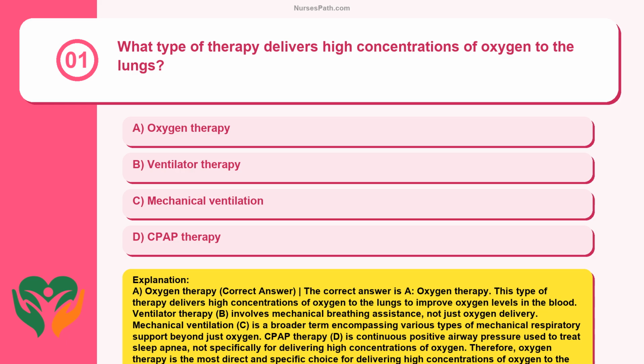Mechanical ventilation, C, is a broader term encompassing various types of mechanical respiratory support beyond just oxygen. CPAP therapy, D, is continuous positive airway pressure used to treat sleep apnea, not specifically for delivering high concentrations of oxygen. Therefore, oxygen therapy is the most direct and specific choice for delivering high concentrations of oxygen to the lungs.